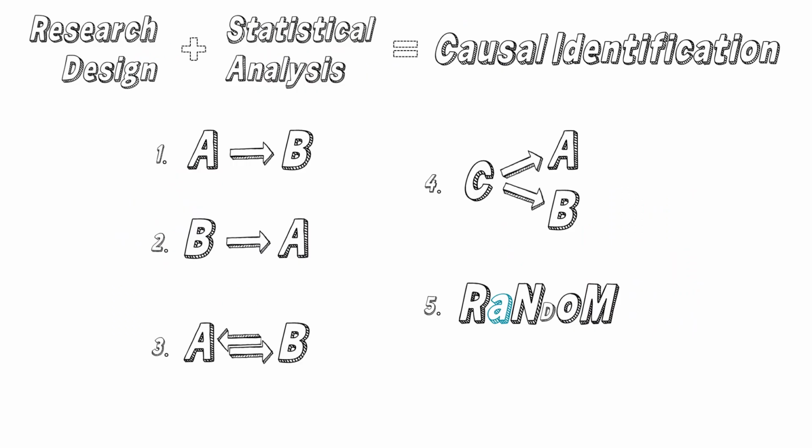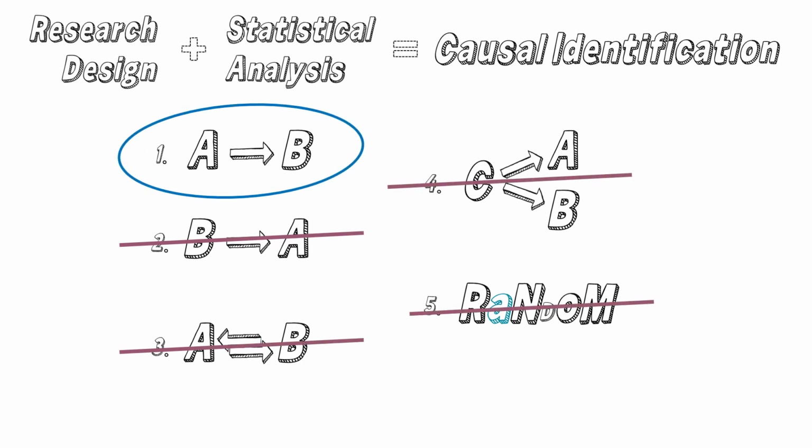RCTs are the ideal research design for eliminating reasons 2 through 4 of our correlation is not causation framework. And careful statistical analysis is how we eliminate number 5. If we do it right, that leaves only one possibility, which is that A truly is causing B. And with a good RCT, we can even have confidence in our estimate of how much A impacts B.